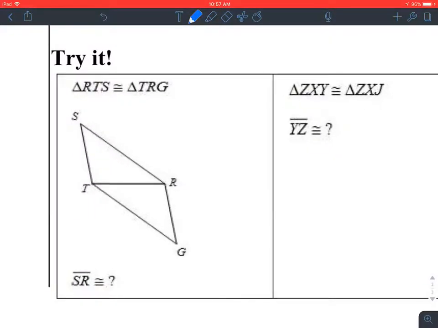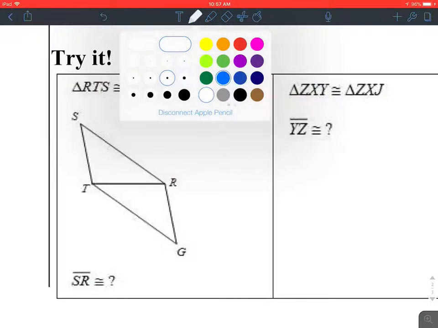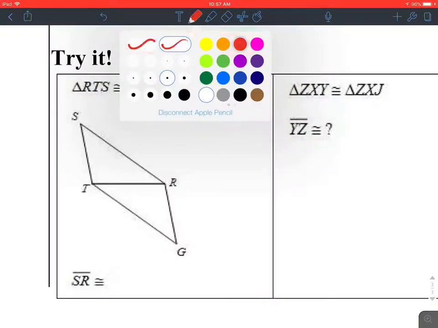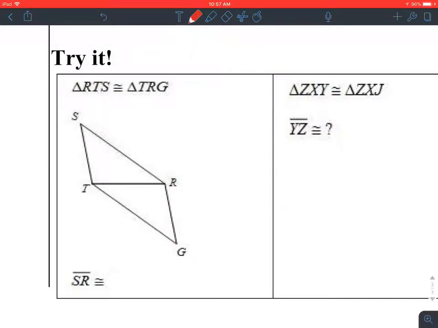Almost finished. All right, we got 3 more problems. This says that we're supposed to figure out what is SR congruent to. You can easily do this just by looking at the congruent statement up here. S and R are the outside letters, so it's going to be congruent to G and T, that segment. Another way to do it, take everything that you're told in the congruent statement for the triangles and put it in your picture.